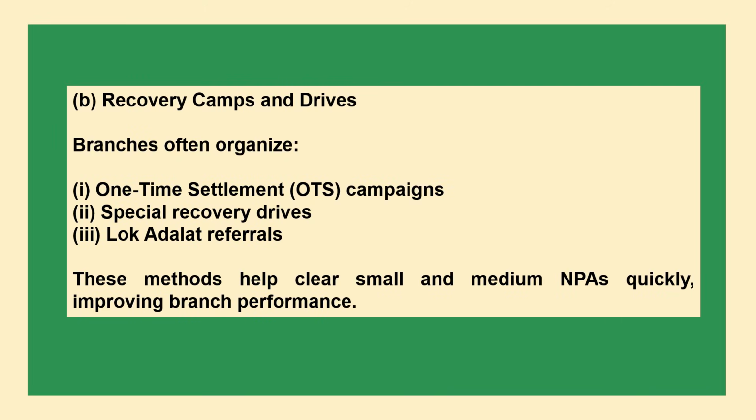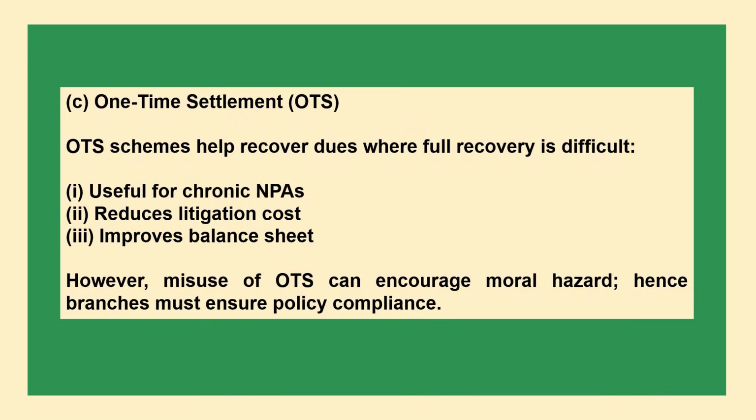Recovery camps and drives. Branches often organize one-time settlement, OTS campaigns, special recovery drives, and Lok Adalat referrals. These methods help clear small and medium NPAs quickly, improving branch performance. One-time settlement (OTS). OTS schemes help recover dues where full recovery is difficult. Useful for chronic NPAs, reduces litigation cost, improves balance sheet. However, misuse of OTS can encourage moral hazard, hence branches must ensure policy compliance.